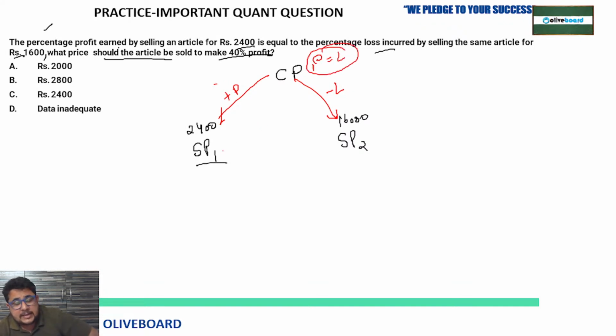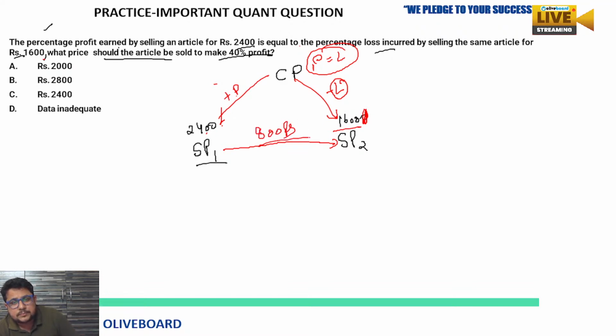So if P is equal to L, then I can put L instead of P. Both are equal. Can we imagine the distance from SP1 to SP2? So the difference from 2400 to 1600 is 800 in terms of rupees, and this is going to be P plus L, profit and loss added. When you go from SP1 to cost price you include the profit, I'm not saying plus or minus, I'm just taking it as a value. Then from cost price to SP2 is L, so P plus L is equal to 800.